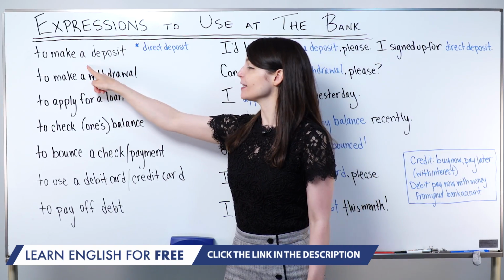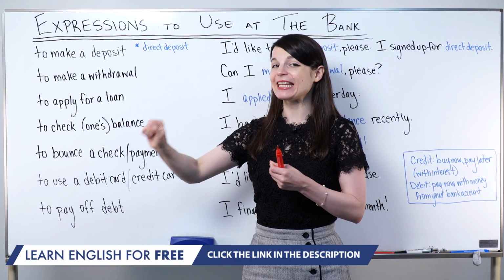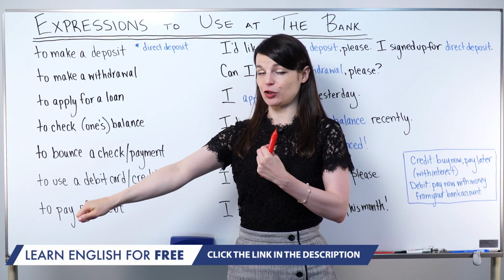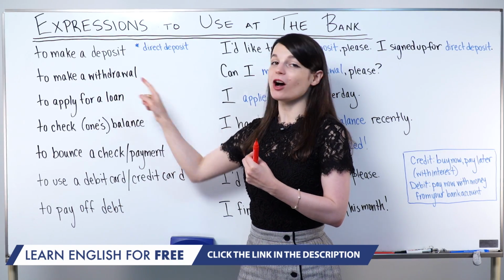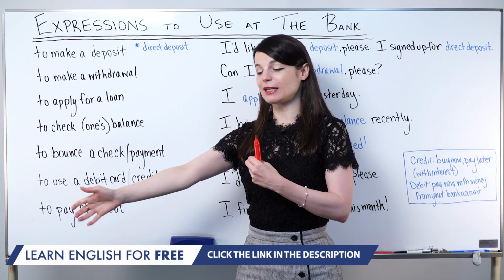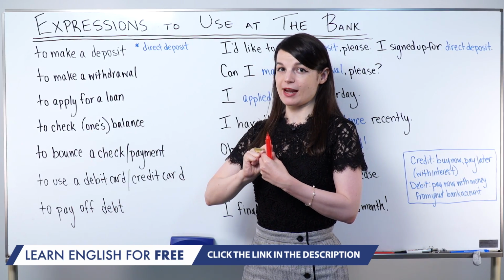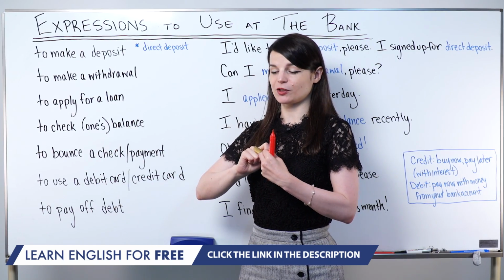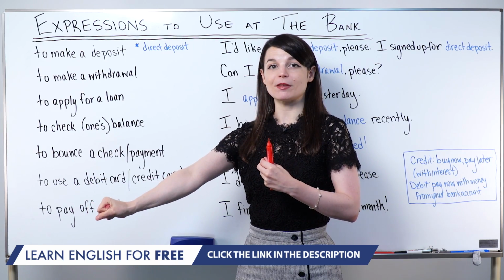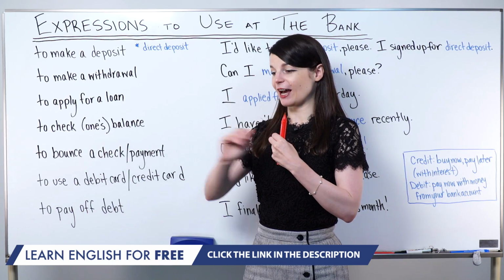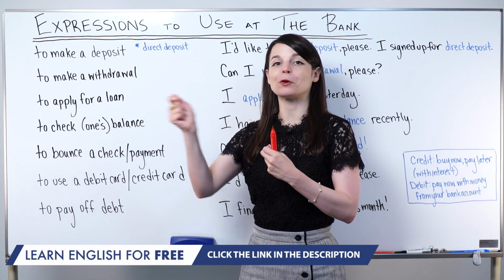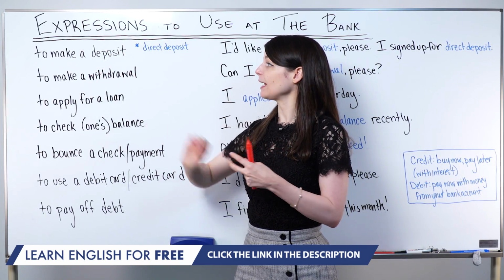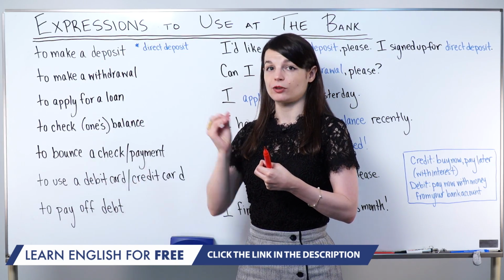So a deposit, this refers to putting money into your bank account. So to make a deposit means to put money into your bank account. To make a withdrawal is the opposite. To make a withdrawal means to take money out of your bank account. So the verb we could use here is to withdraw money. So to withdraw means to remove something from one place and take it out of that place. In this case, your money, to withdraw your money from your account. We commonly use to make with both of these, to make a deposit, to make a withdrawal.